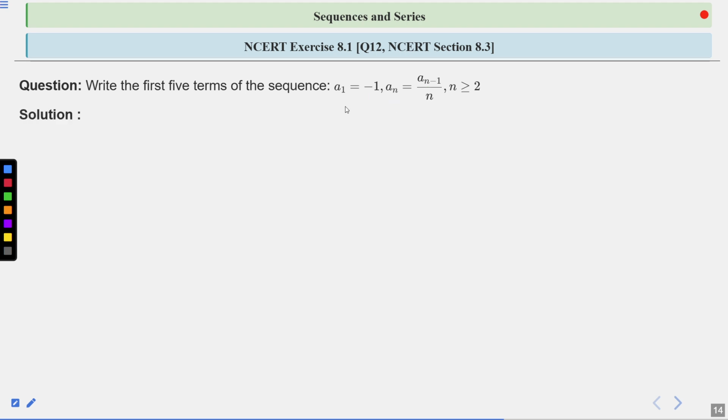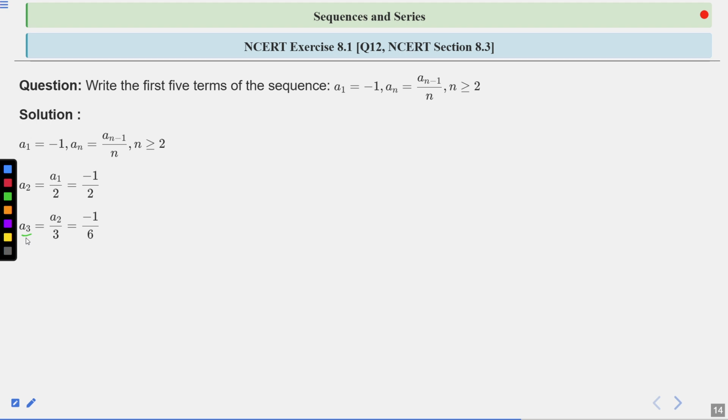Solution. As the first term is already given to us, minus 1, and the nth position rule is A(n minus 1) by n. So using the rule, the second term is simply A1 by 2, which, as A1 is minus 1, means the second term is minus half.